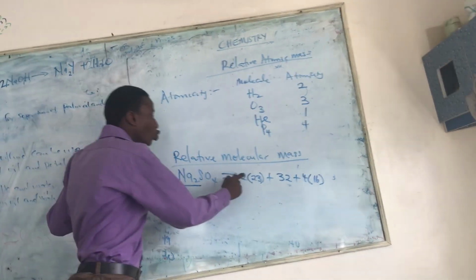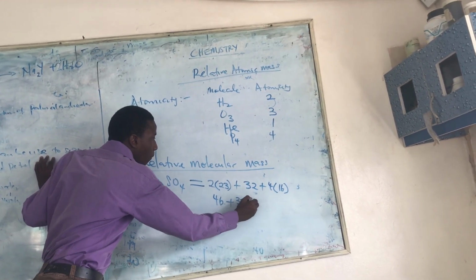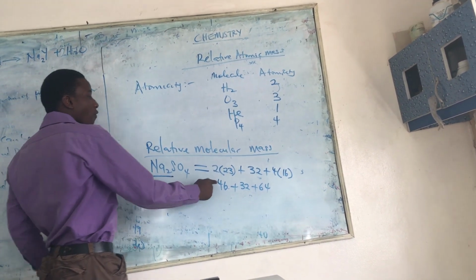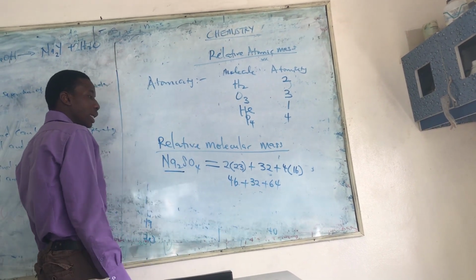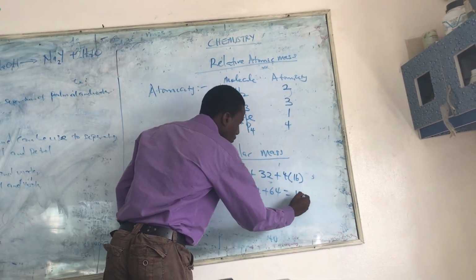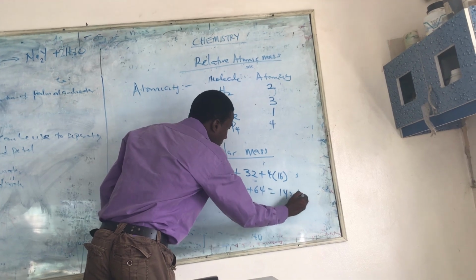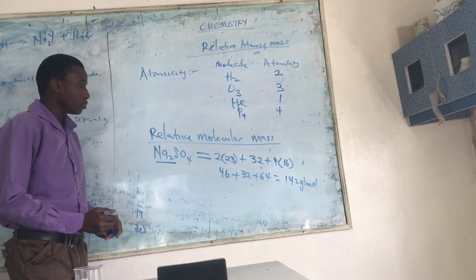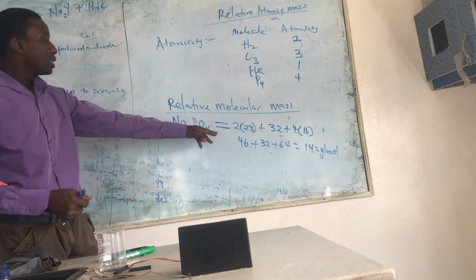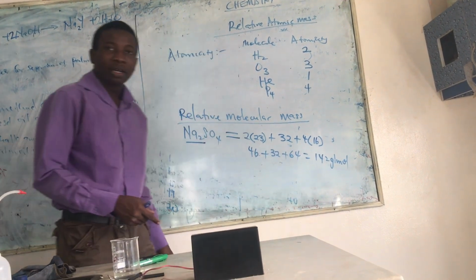Let's now calculate. 2 times 23 is 46, plus 32, plus 4 times 16 is 64. 46 plus 32 is 78, and 78 plus 64 is 142. That is 142, and the unit is gram per mole. You can see how you get the relative molecular mass. Very easy.